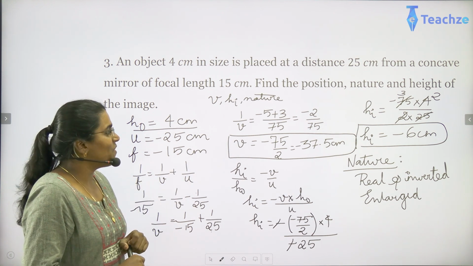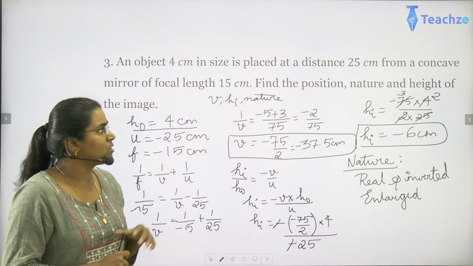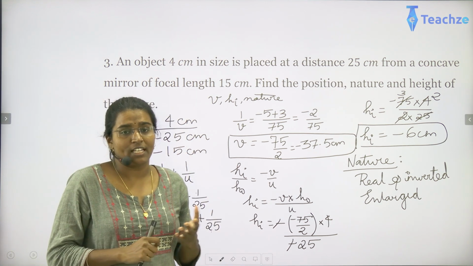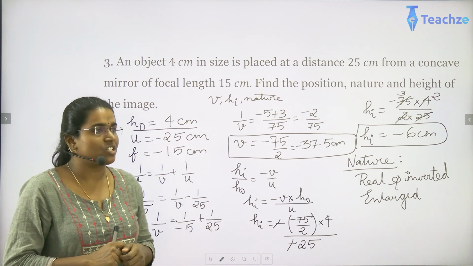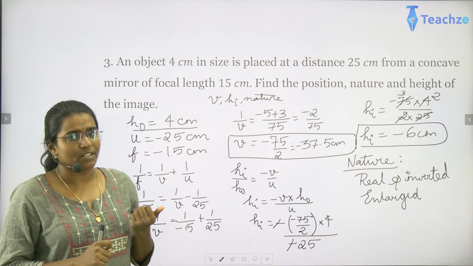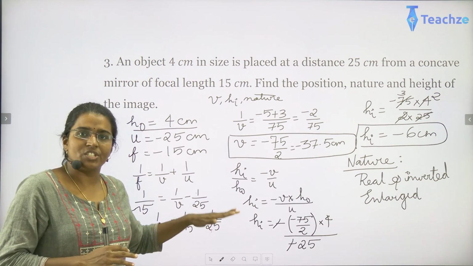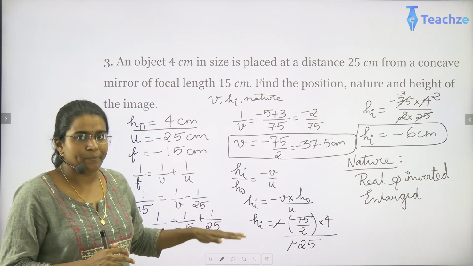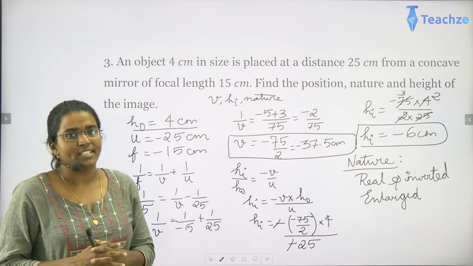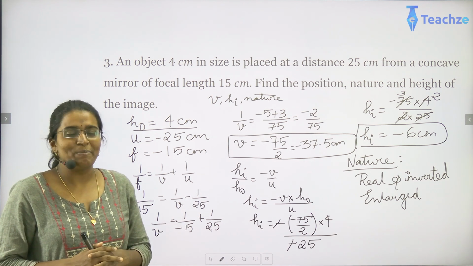Okay. So with this, we will wrap up this session on the sign convention, mirror formula, and magnification. These are the applications of those formulas that we studied. So next, we are finishing the reflection part here. We will be moving on to refraction in the next session. Hope you find it useful. We will meet you in the next session.